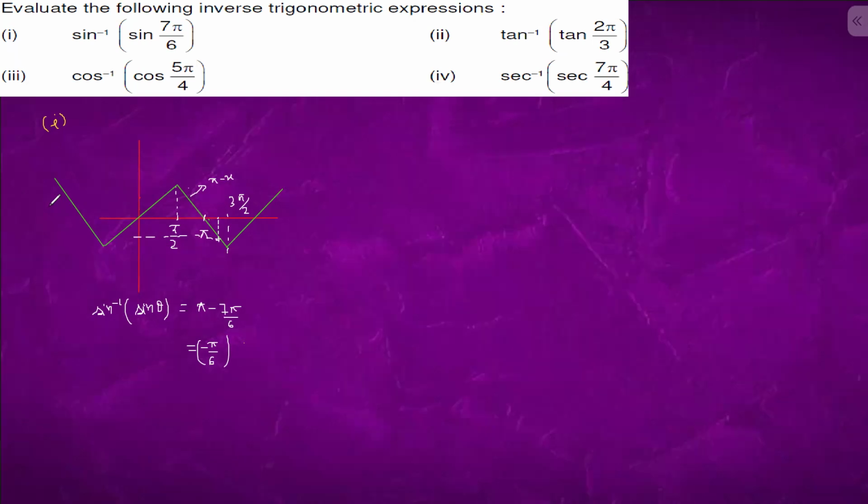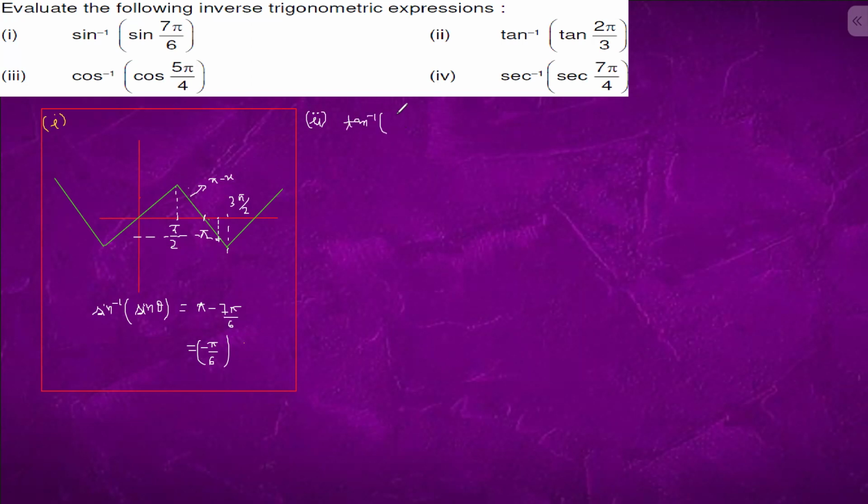Moving to the next question. Question number 2. It is tan inverse of tan 2 pi by 3. First step, plot the curve.